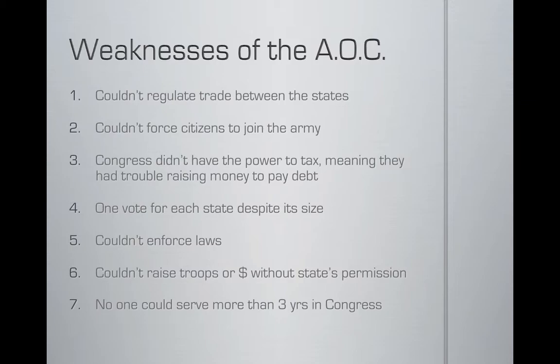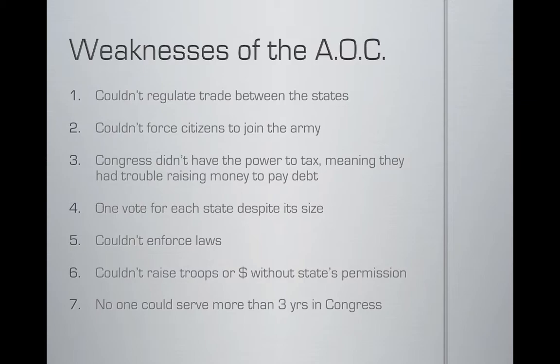One vote for each state despite its size. So there's a lot of people that live in Virginia, not as many that live in Rhode Island. It's just not fair. They couldn't enforce any laws because to enforce laws, you need some kind of military or sheriff or something like that. And of course, you don't have money to pay them, so you're not going to be able to enforce anything.